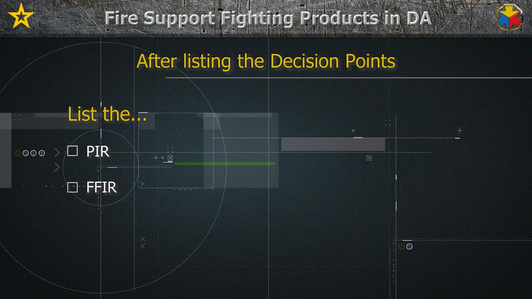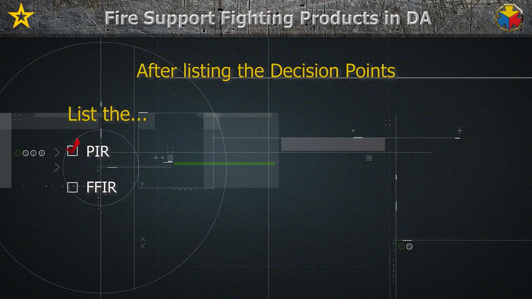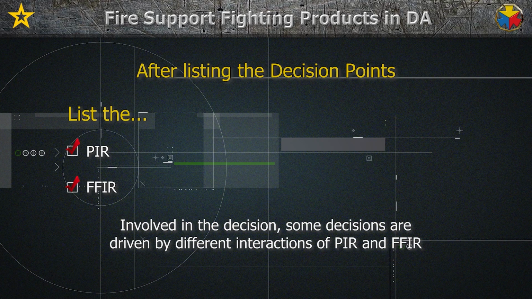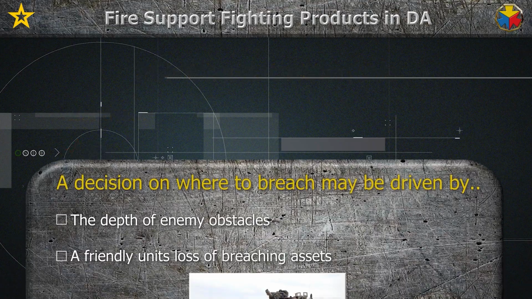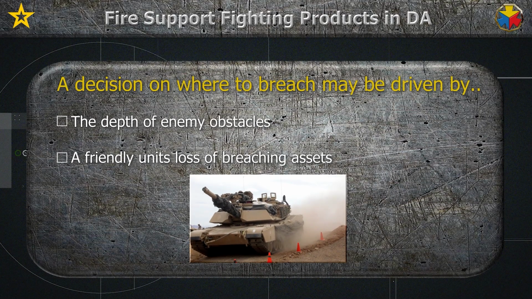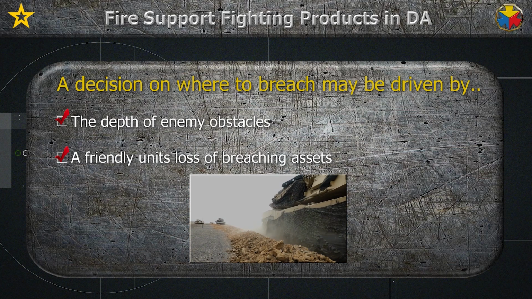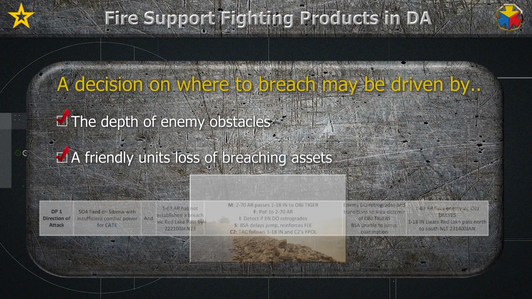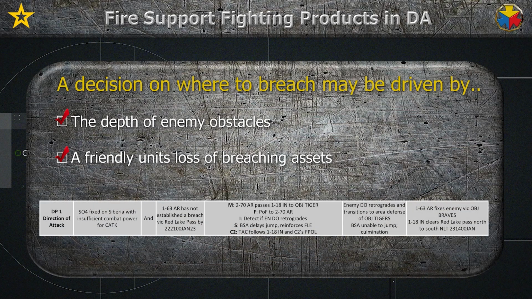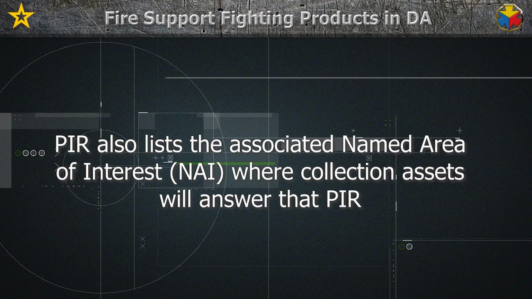After listing the decision point, list the PIR and FFIR involved in the decision. Some decisions are driven by different interactions of PIR and FFIR. For example, a decision on where to breach may be driven by the depth of enemy obstacles or by a friendly unit's loss of breach assets, as can be seen with decision point 1 on this example. PIR also lists the associated NAI where collection assets will answer that PIR.